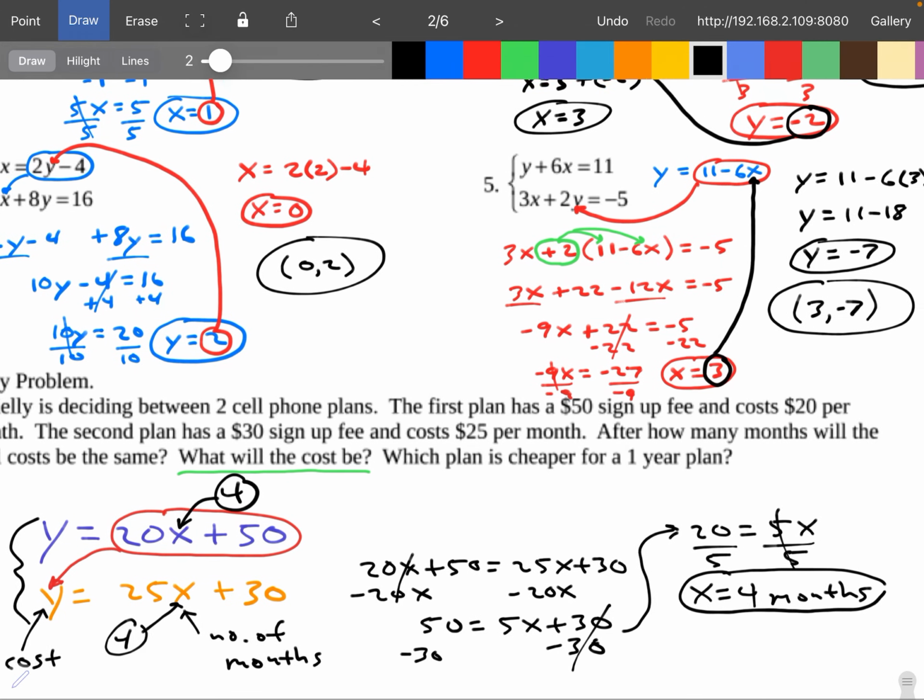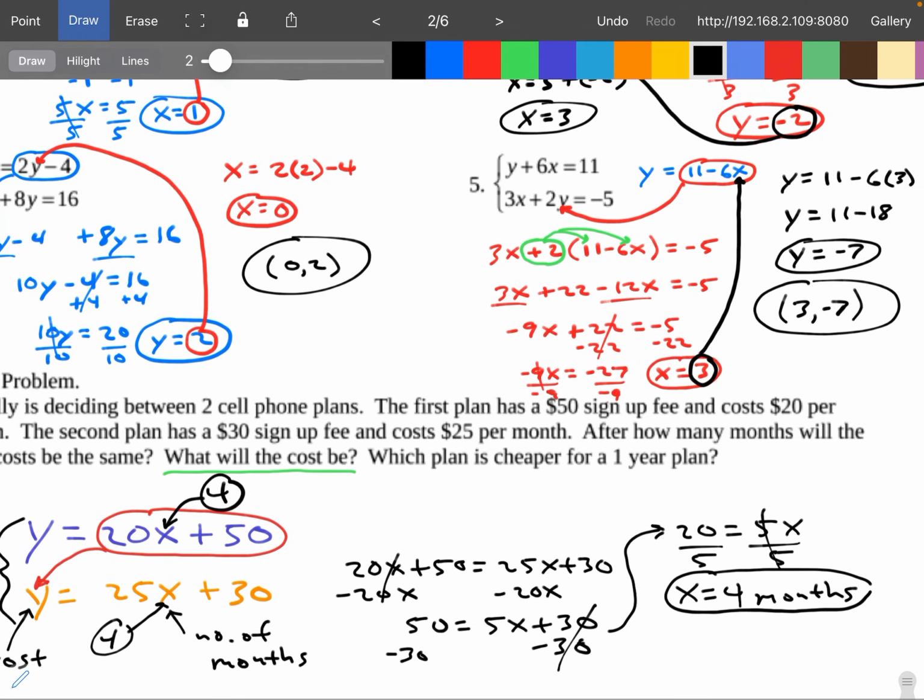And it doesn't really matter which one I plug it into. I can take the x equals 4 and plug it in right there for that x, or I could take the x equals 4 and plug it in for that x. It doesn't matter because at that point, the costs are going to be the same, right? After 4 months. So I'll just plug it in the top one.